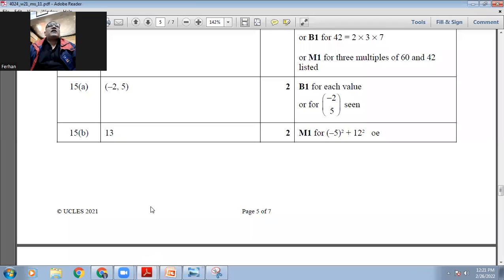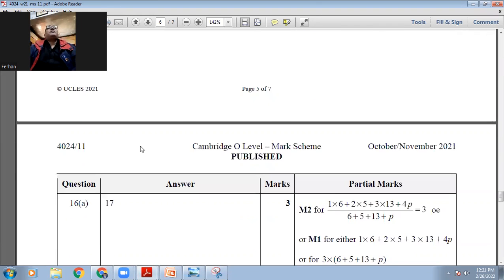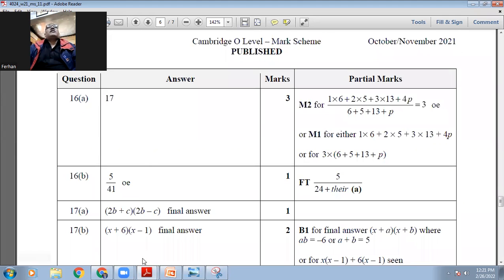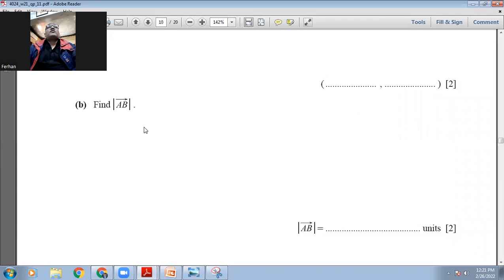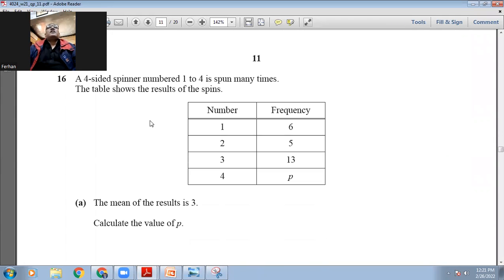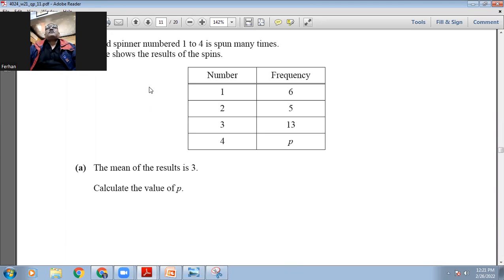Let me show you the marking scheme. So (-2, 5) is the answer of the A part, and 13 is the B part. So we are going to the next question. The next question coming up on your screen is question number 16.